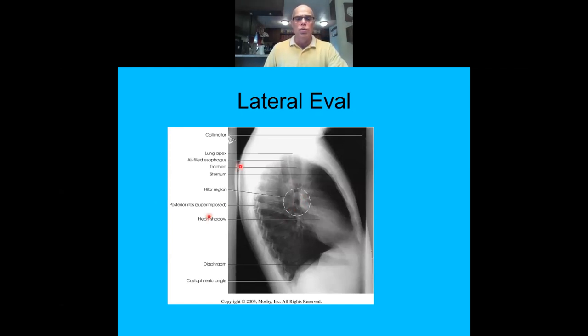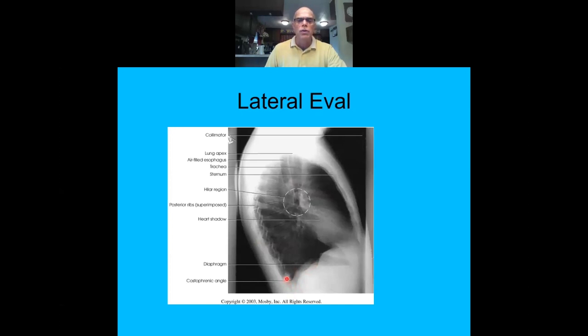We have posterior ribs. Those look really good. This is what we want to see. We want to see little to no rotation. We have the heart shadow here. You have the diaphragm, as you can see there. And again, we have our posterior costophrenic angles right there. This is your diaphragm. That dark, you've got to have air. That's your air in the lung right there.